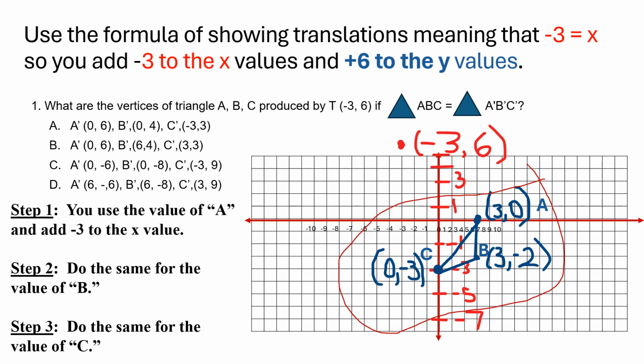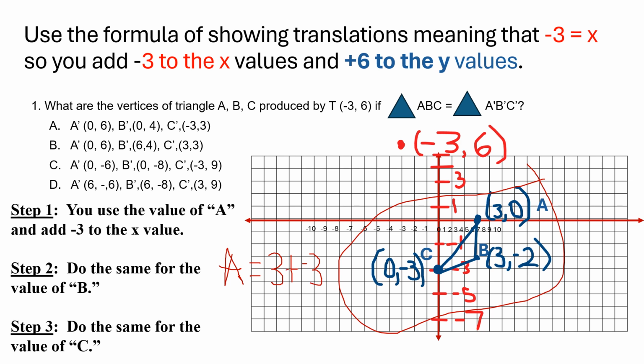So all you had to do was add the points. So you use the value of A and you add -3. So what is the value of A? Be careful before you start adding values. I always do mine first. The value of A was 3 originally. That's the X value. Plus -3.